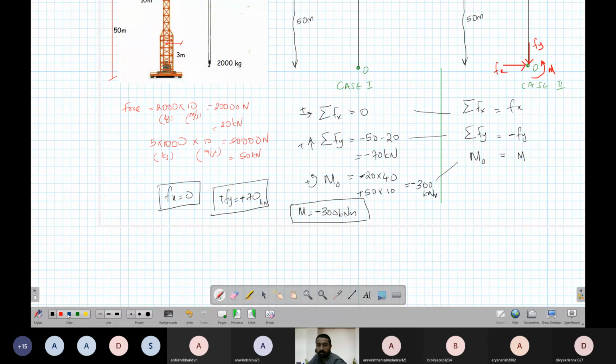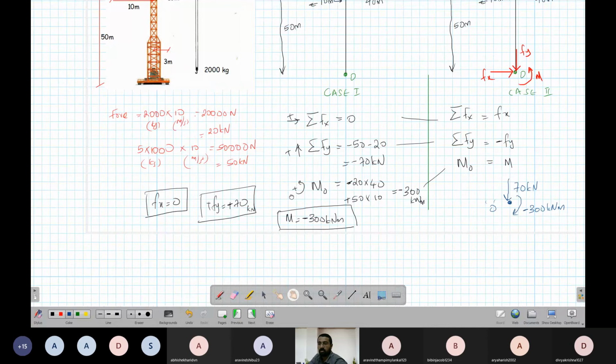So for the final forces at the point O, the force will be Fx is 0, Fy is 70 kilonewton, so downward is assumed. So that is correct. This is 70 kilonewton. Moment is minus 300, so you can assume it in the opposite direction. Right, so this is what we have.